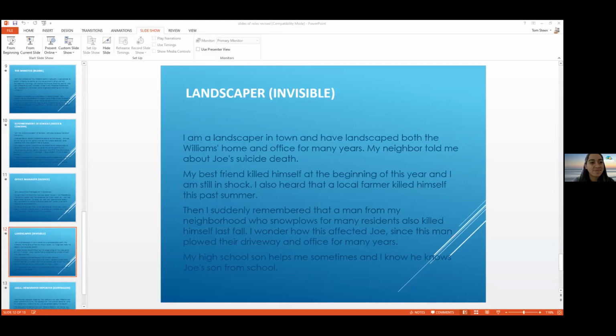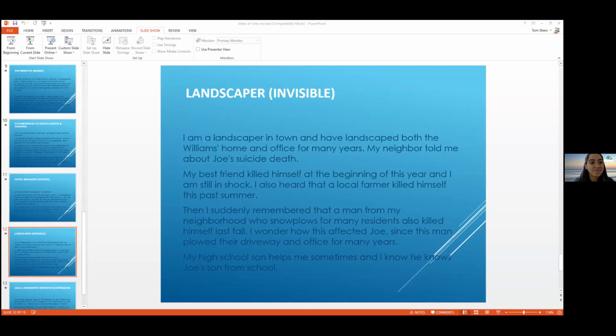My best friend killed himself at the beginning of the year, and I'm still in shock. I also heard that a local farmer killed himself this past summer. Then I suddenly remembered that a man from my neighborhood who snowplows for many residents also killed himself last fall. I wonder how this affected Joe, since this man plowed their driveway and office for many years. My high school son helps me sometimes, and I know that he knows Joe's son from school. So who do I contact?